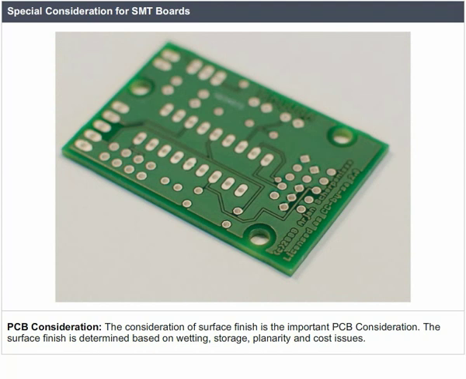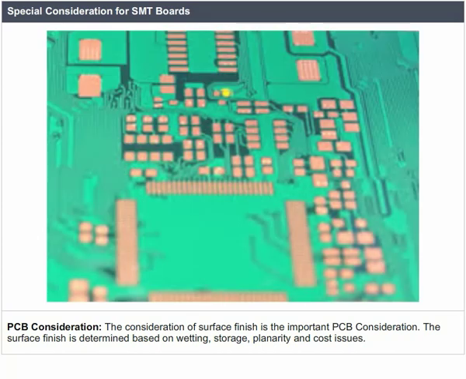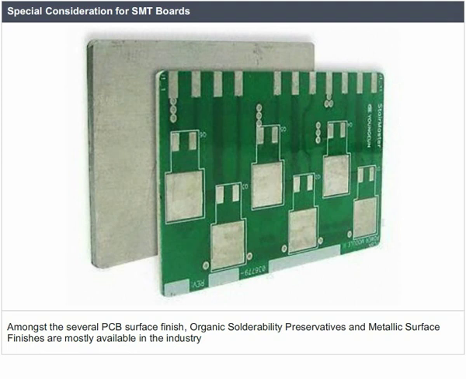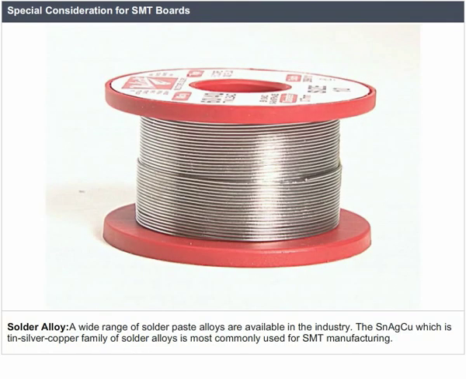The surface finish is determined based on wetting, storage, planarity, and cost issues. Amongst the several PCB surface finish, organic solderability preservatives and metallic surface finishes are mostly available in the industry. Solder alloy. A wide range of solder paste alloys are available in the industry. The tin, silver, copper family of solder alloys is most commonly used for SMT manufacturing.